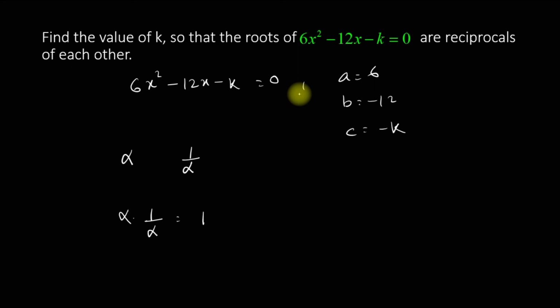As we know that the product of roots is given by c over a, so minus k over 6, this is c over a, the product of roots, is equal to 1. So from here we can write k is equal to minus 6. So the value of k, so that the roots of the given equation are reciprocal, is minus 6. So this is the answer.